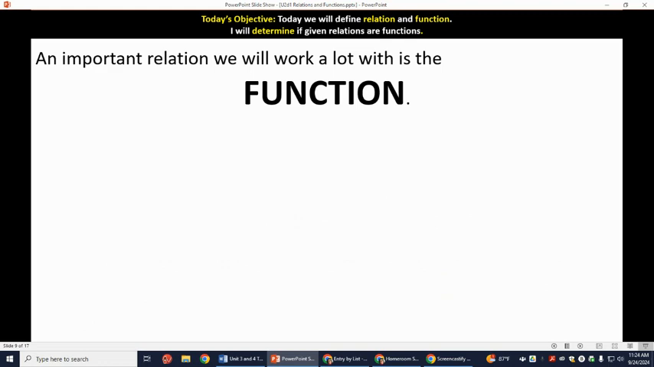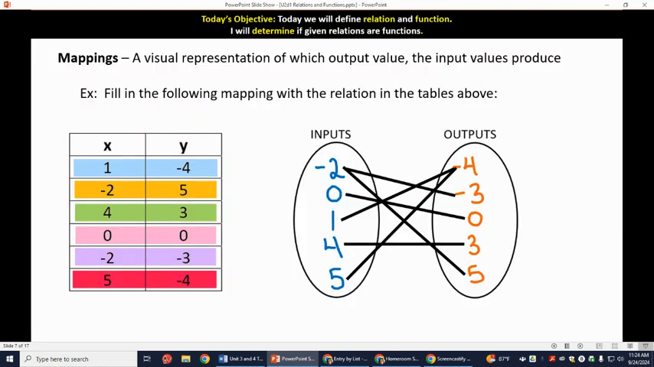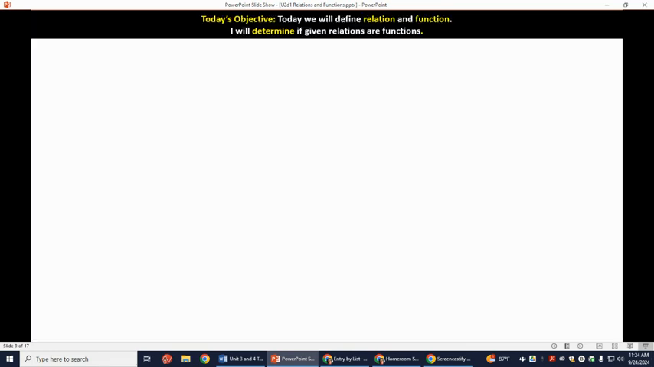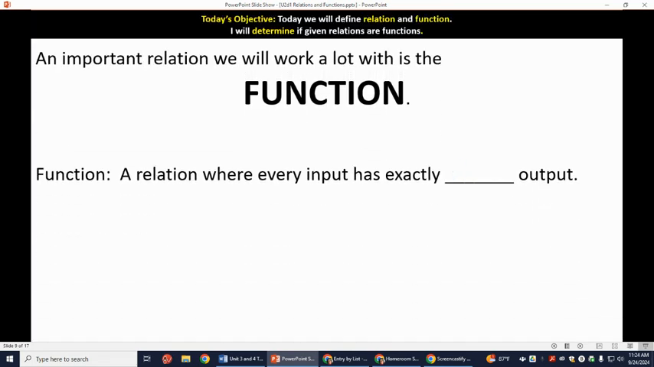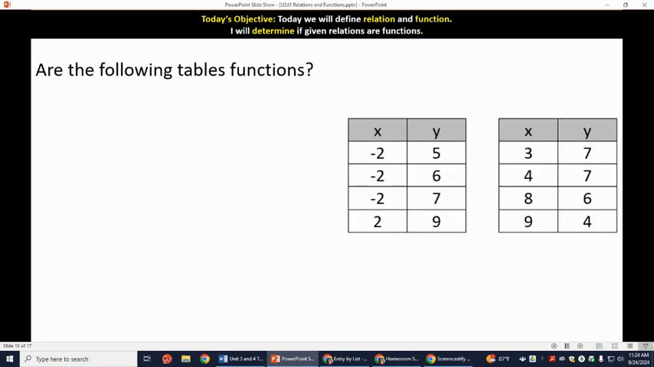Okay? So if I look back at that mapping that I had just done, notice this input right here has 2 outputs. It goes to negative 3 and it goes to 5. This is not a function. It's just a relation. It's not a function. Okay? A function can't have 2 lines coming from one input. Okay? Only one output. Your inputs cannot repeat.